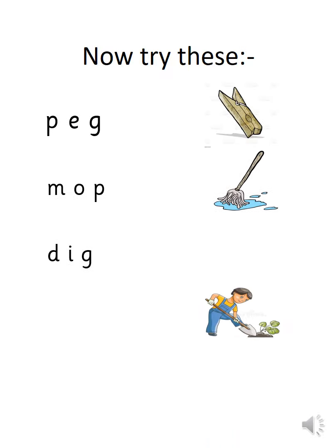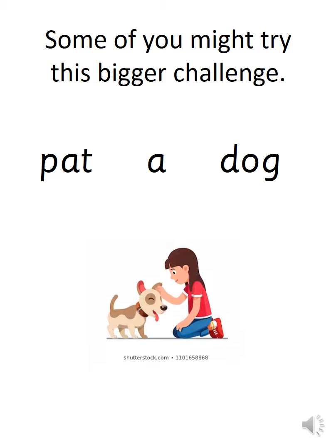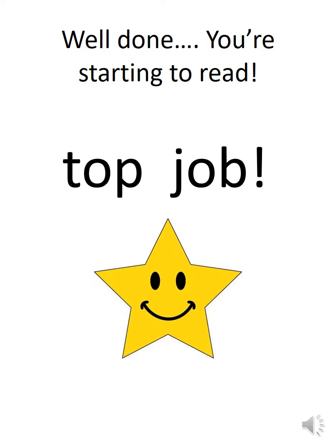Now try these. Now you can sound out words. Let's put some words together. P-A-T, pat. A. D-O-G, dog. Pat, a, dog. Well done. You're starting to read.